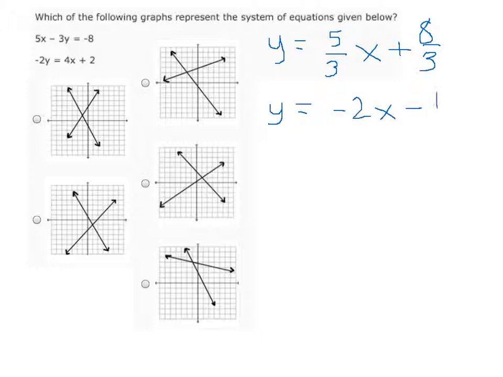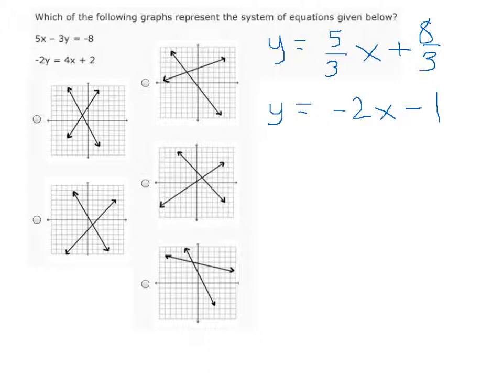Which of the following graphs represent the system of equations below? So we're given two equations, and to begin, let's put each equation into slope-intercept form. For the top equation, we would get y equals 5/3 x plus 8/3. And the second equation, we get y equals negative 2x minus 1.